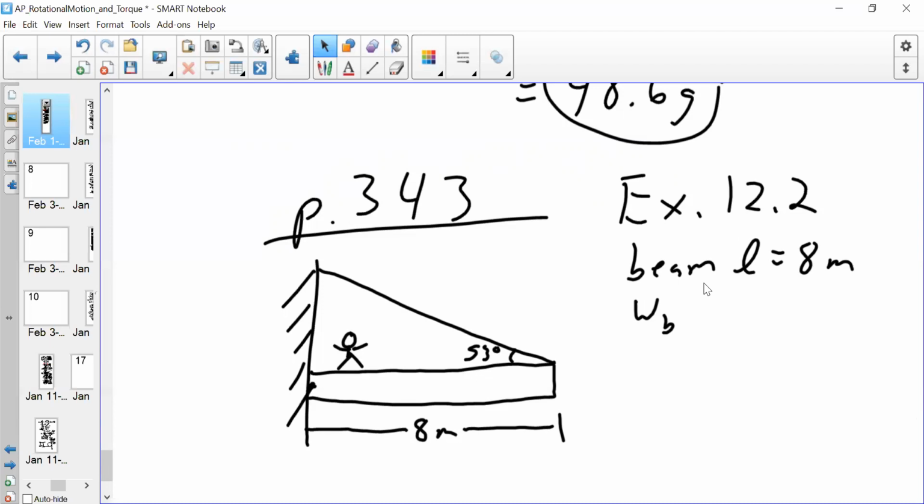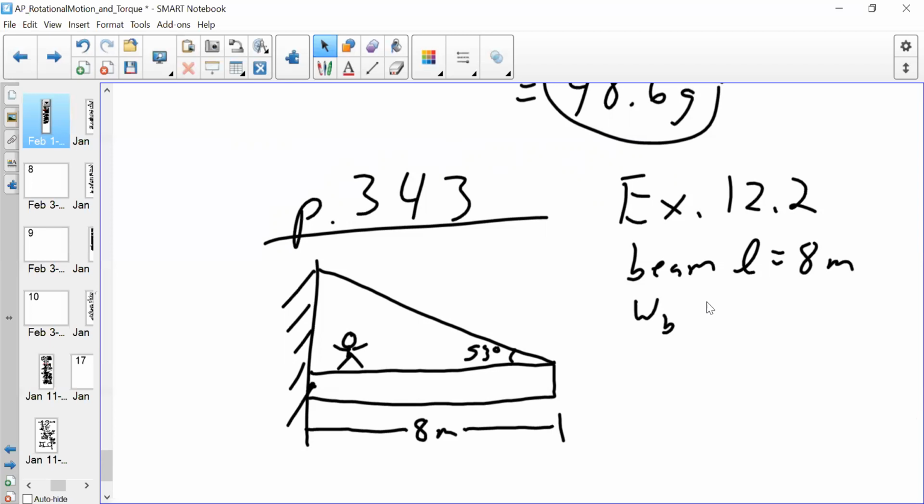A uniform horizontal beam with a length of 8 meters and a weight of 200 newtons is attached to a wall by a pin connection. Its far end is supported by a cable that makes an angle of 53 degrees with the beam. A 600 Newton person stands 2 meters from the wall. Find the tension in the cable as well as the magnitude and direction of the force exerted by the wall on the beam. So there's a contact force by wall on beam. It's denoted as R. I guess you call it rotational force, or you just say whatever. It's the R force, the wall force.